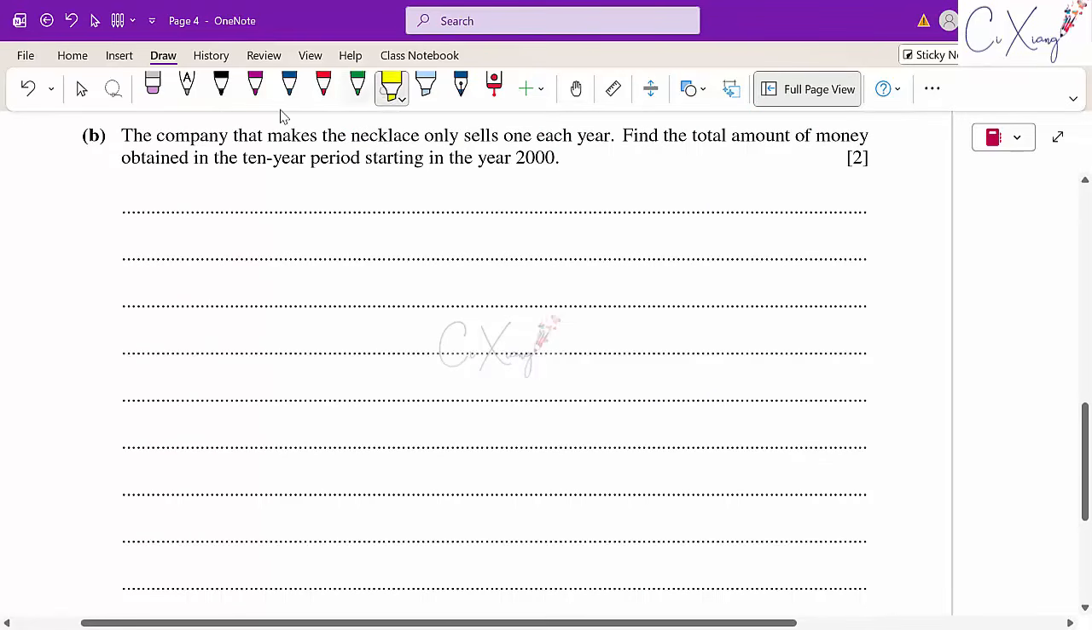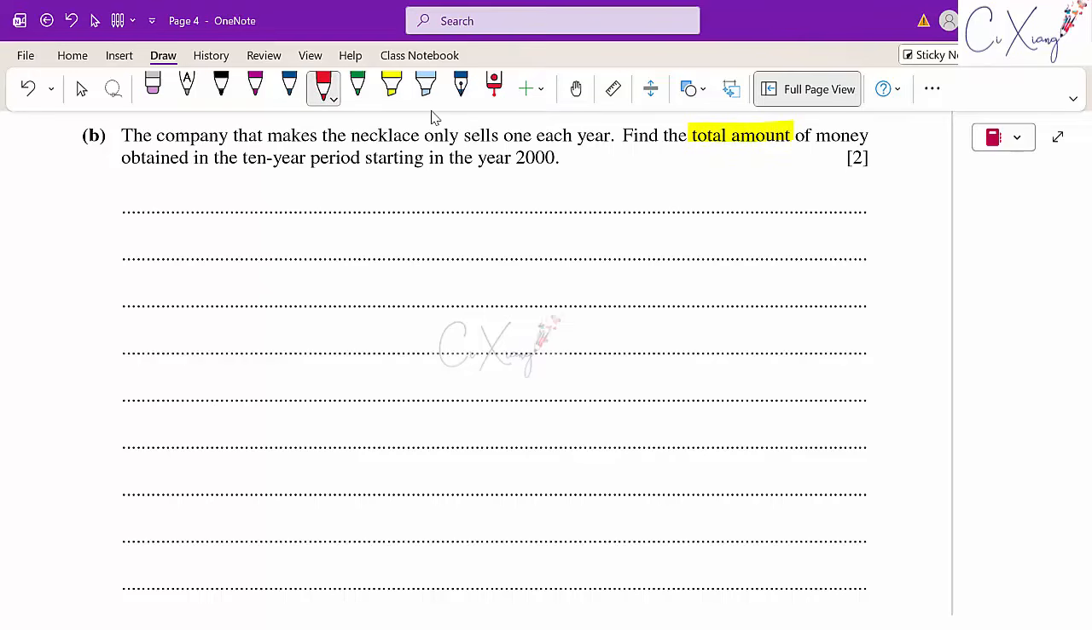Now they say the company makes necklaces and only sells one each year. Find the total amount. Highlight the keyword: total amount. Basically, they are asking you to find the sum, the total amount of money obtained in the 10 years period starting in the year 2000.